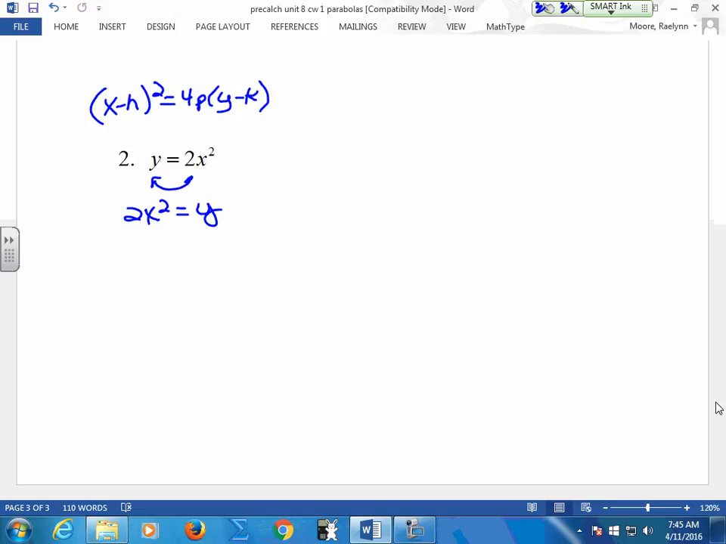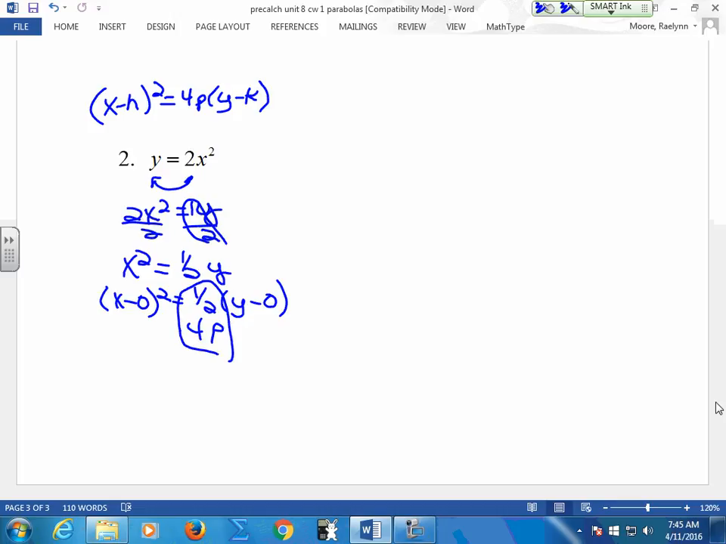Good so far? Okay, so now how do I get x by itself? Divide by 2. And I'm just going to pull this guy out of here. Technically, because there is nothing, it looks like this. This is my 4P right here. This is the part that's important. 7x squared. You told me before it was going to open up. You told me your vertex was 0, 0.